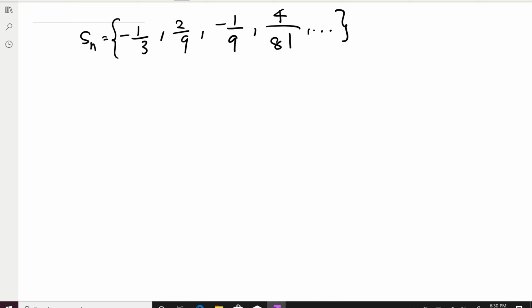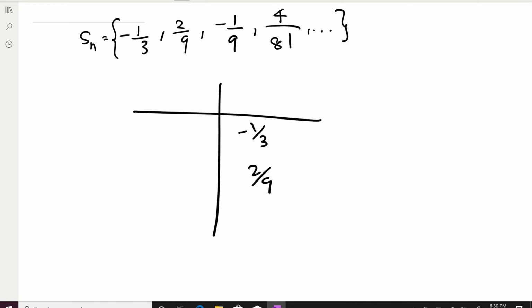So what's the first thing that you do? Well, you have to make a table. On the right hand column, I'm going to put the terms of the sequence. -1/3, 2/9, -1/9, 4/81. These are the terms of the sequence. Now let's have the positions on the left column. 1, 2, 3 and 4.